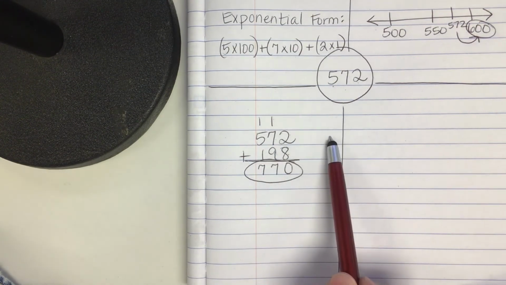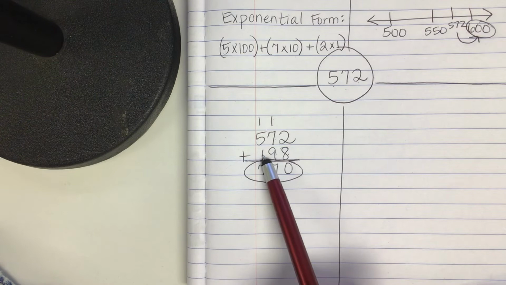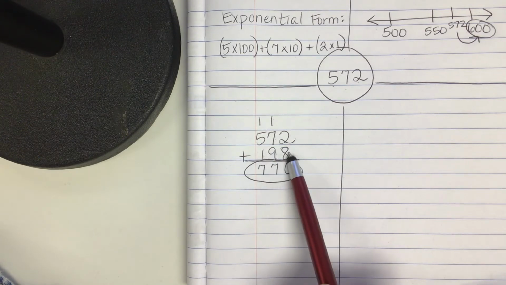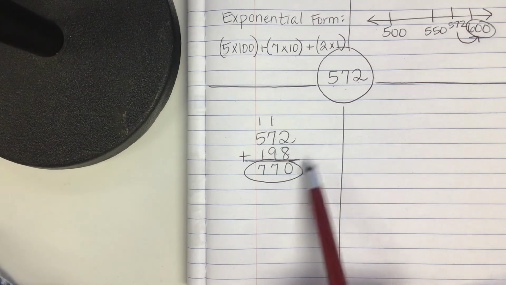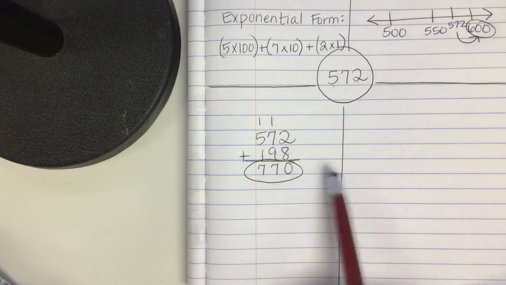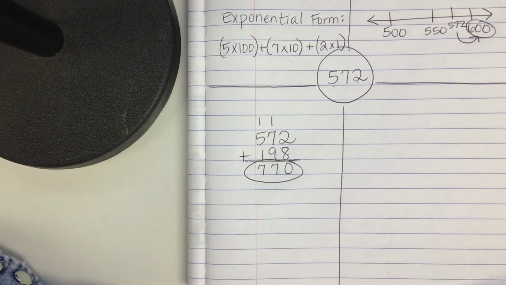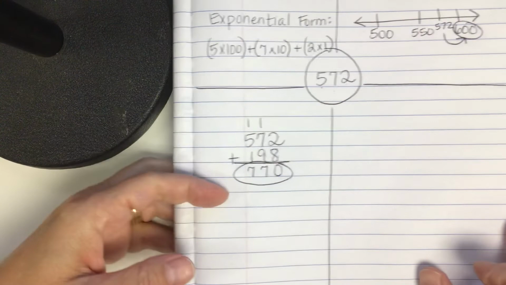Does that make sense? Well, yeah, 500 rounds to 600. And 198 rounds to 200, which would be 800. 770 rounds to 800. So my answer is reasonable. I think I did a good job.